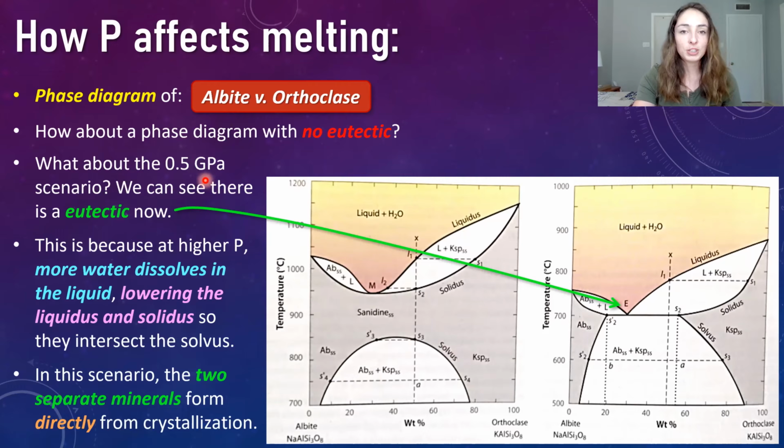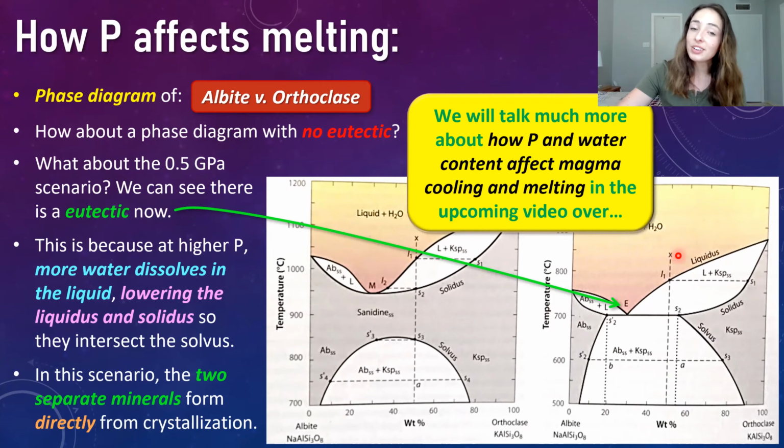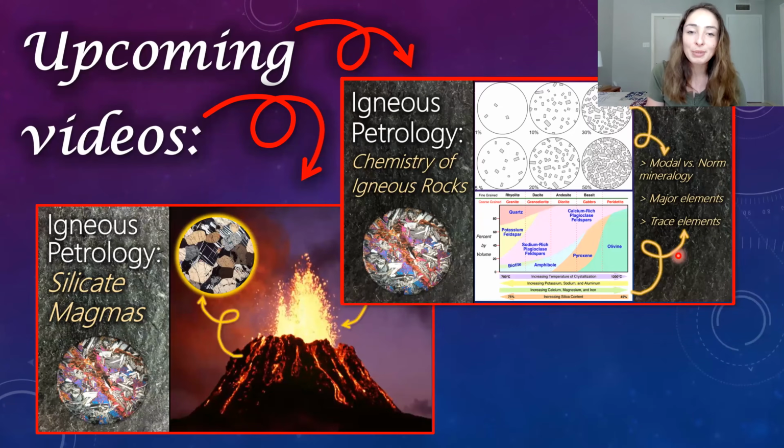So what about the higher pressure scenario, 0.5 gigapascals, where we see a eutectic now? Why is this? Well, because at higher pressures, more water is dissolved into the liquid. This lowers the liquidus and the solidus enough that it actually intersects the solvus and now forms the two stable minerals, albite and orthoclase, upon the eutectic composition liquid crystallizing. And so it goes straight to that stable form rather than having that intermediate there. And if you're wondering about how pressure and water content affect magma cooling and melting, we're going to talk a lot more about that in the upcoming videos.